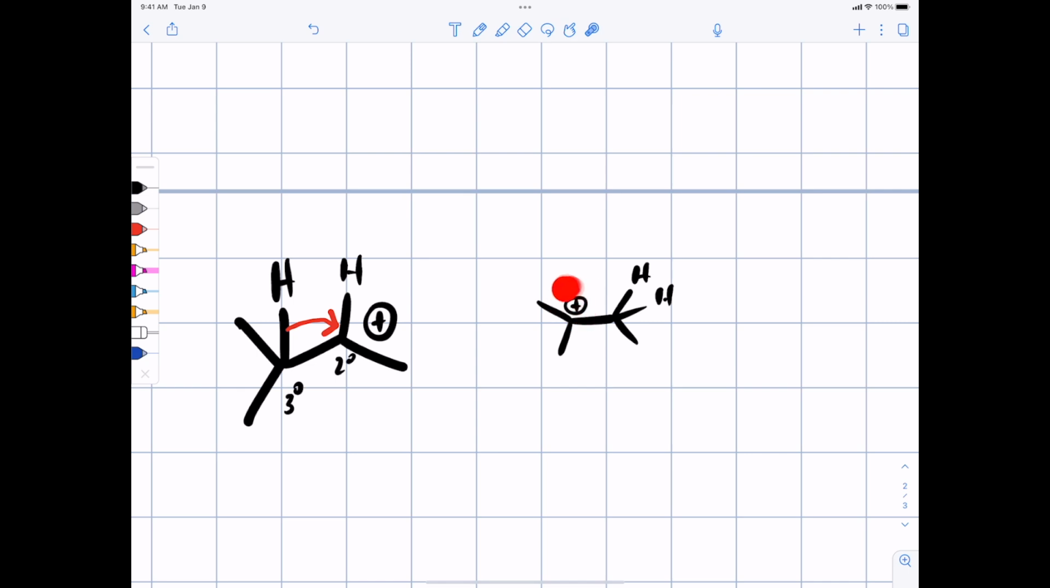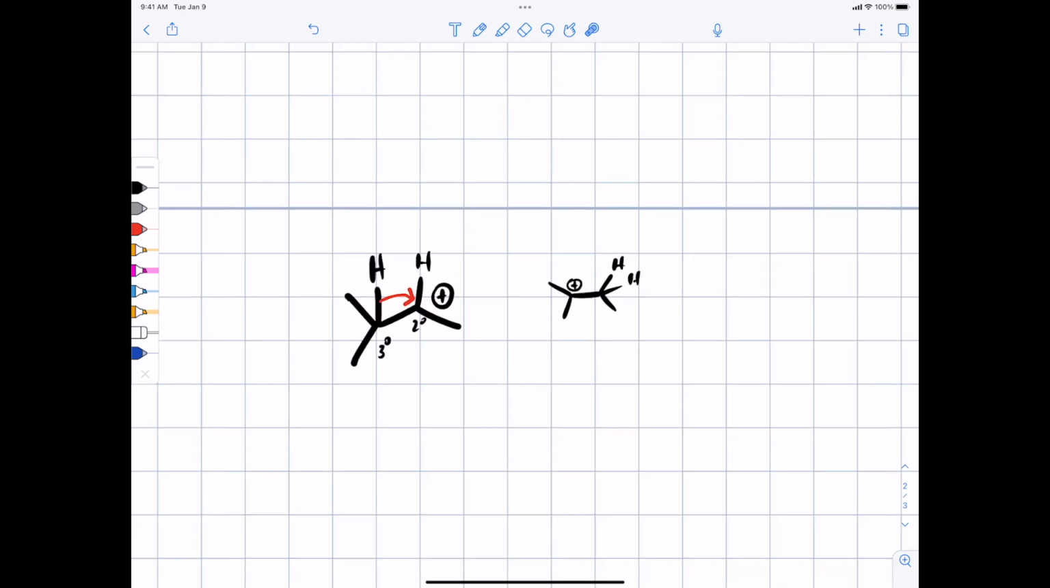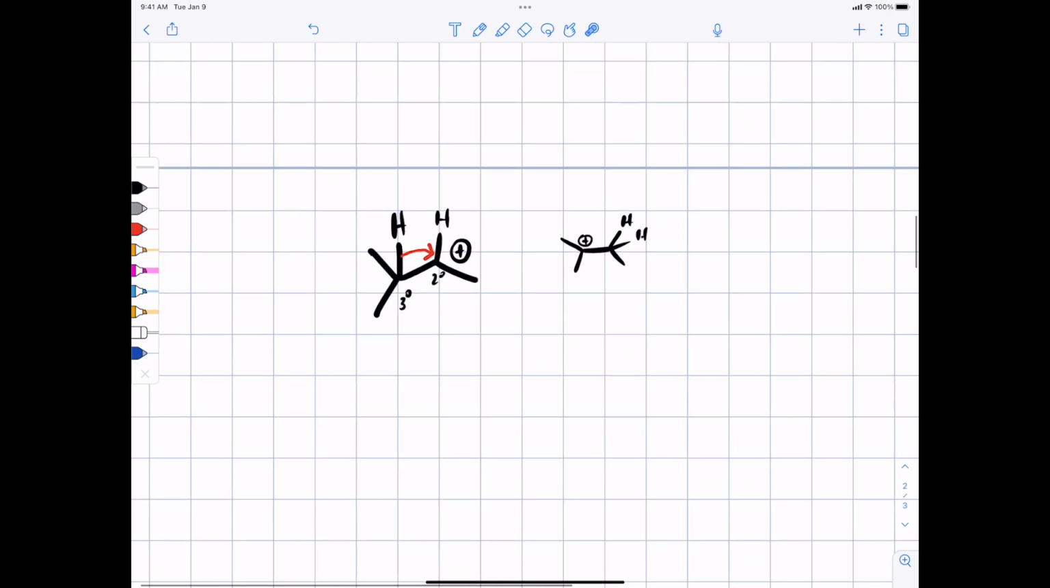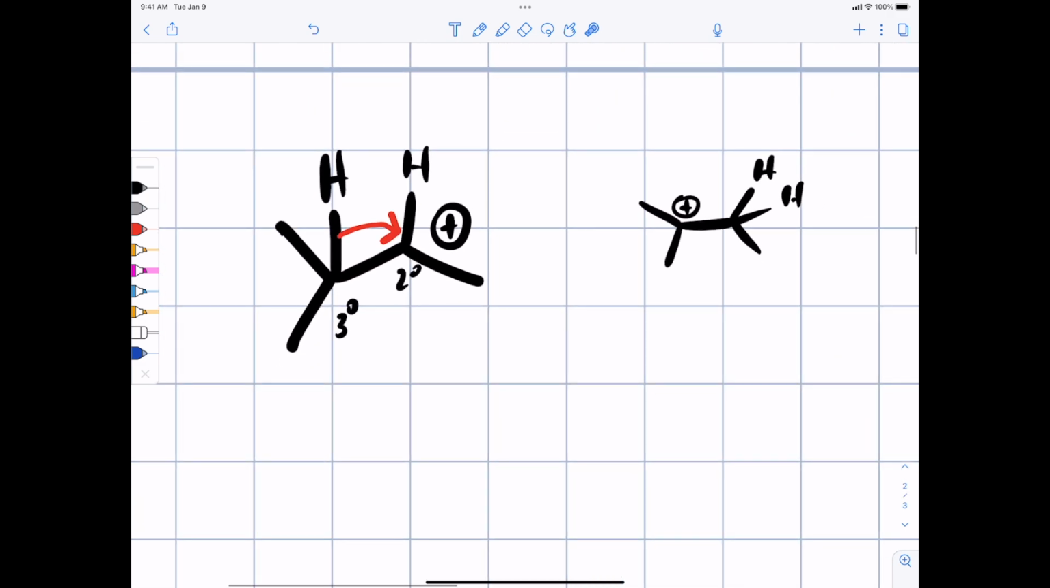Bingo, good. So if I had moved over a methyl group, that would just be trading one secondary carbocation for another. If I move the proton, I can trade a secondary carbocation for a tertiary carbocation. All right? So that's the other situation where I'm going to ask you to think about carbocation rearrangement when you have a secondary carbocation.